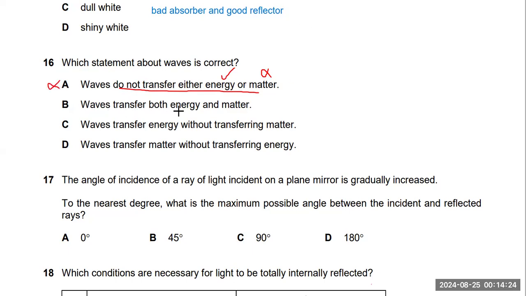Waves transfer both energy and matter? No, matter is not transferred. This is also incorrect. Energy is transferable by the wave. Waves transfer energy without transferring matter? Yes, waves transfer energy without transferring matter. This is the definition of the wave. And waves transfer matter without transferring energy? No, matter is not transferred. So you can see C option is correct.